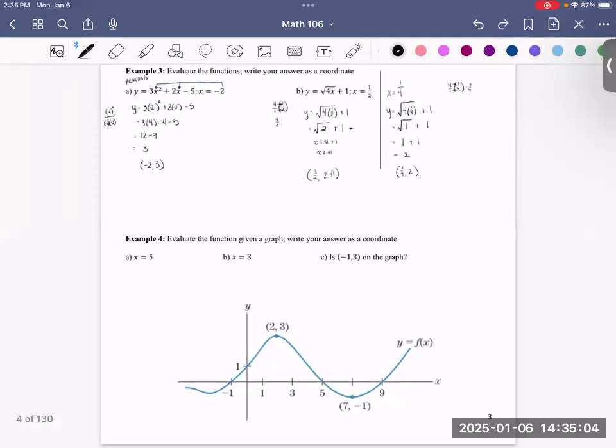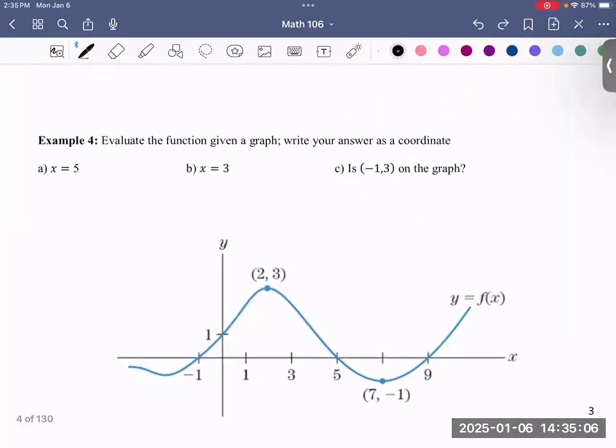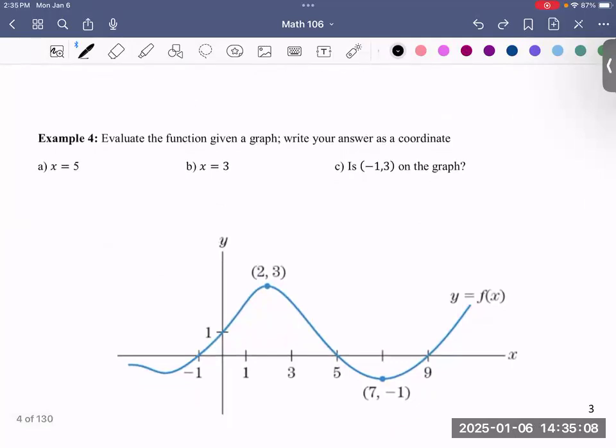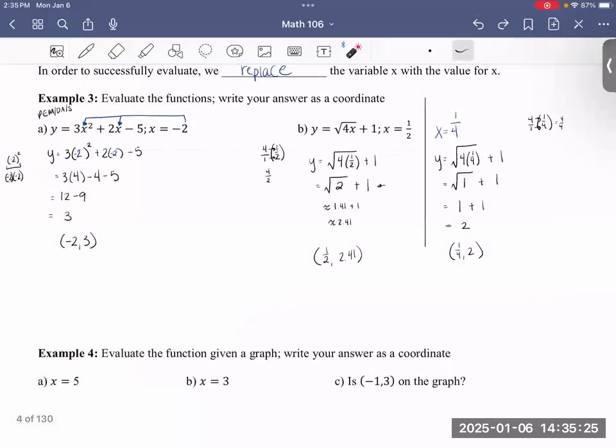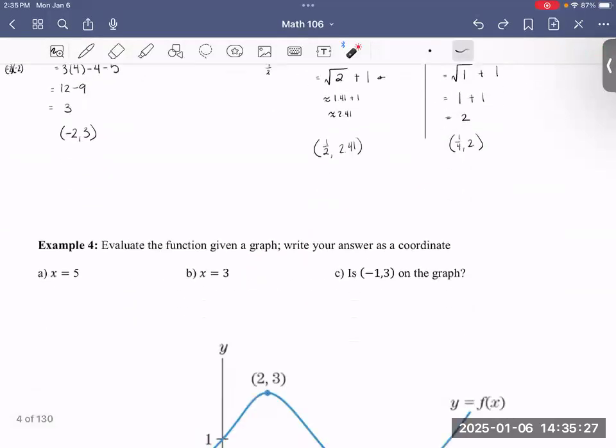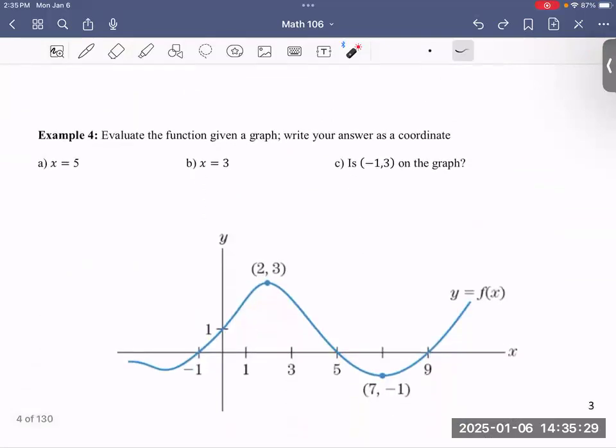So let's try example 4. And I believe this is our last. No, we got one more page. Sorry, this is a foundational, a lot of this one. This says, example 4, evaluate the function given a graph, write your answer again as a coordinate. So instead of given an equation, we are given a graph and we're expected to evaluate. So when x is equal to 5, what is its y counterpart?